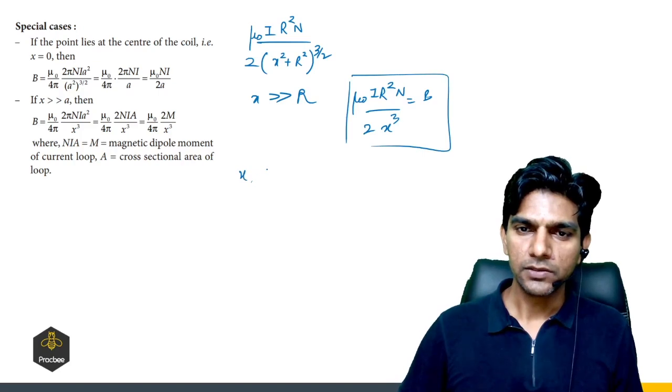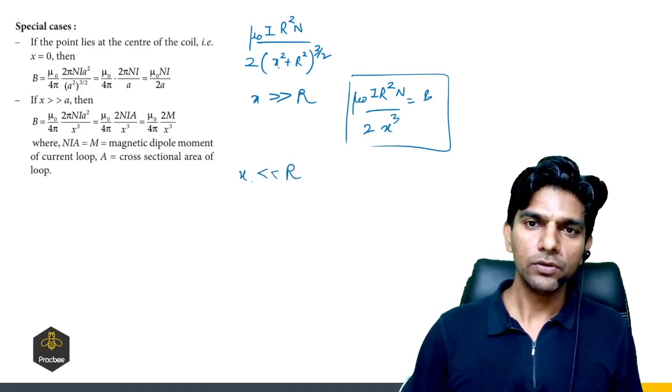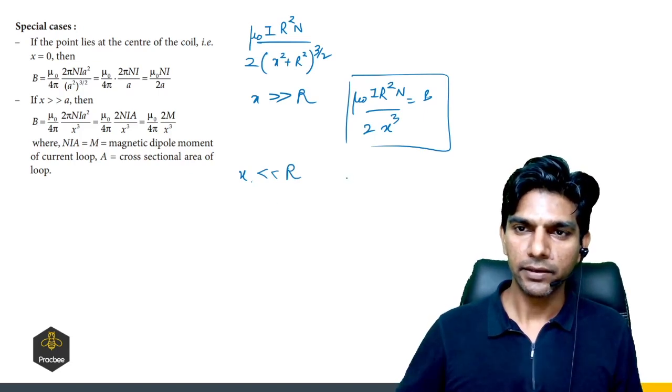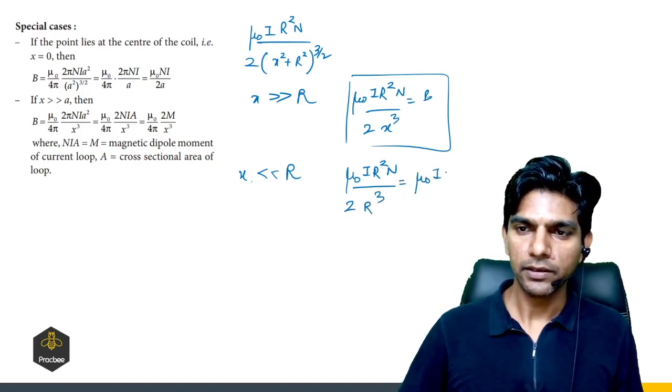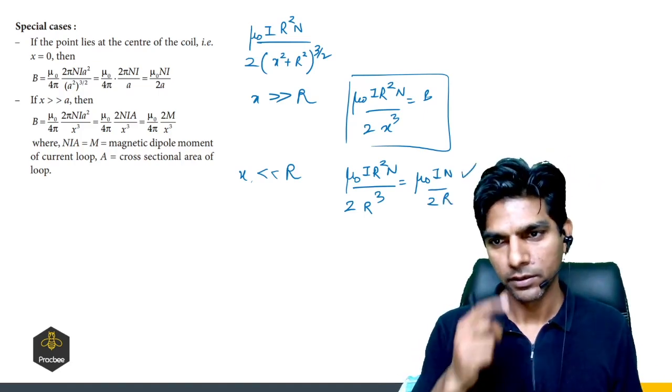Now, if x is very small in comparison to r, then we can ignore x in terms of r, and the magnetic field will become mu naught I r square n divided by 2 r cube, which becomes mu naught I n by 2r. And that is the same formula that we have derived for the circular coil.